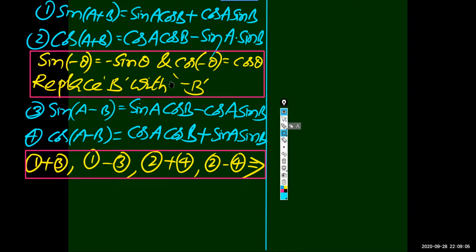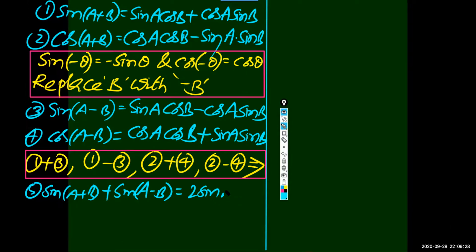What happens? 2 sine a cos b. Very good. Cos a sin b gets cancelled. So the fifth formula, what you are getting is sine of a plus b plus sine of a minus b is equal to, what did you say? 2 sine a cos b. We are learning the formula through logic.